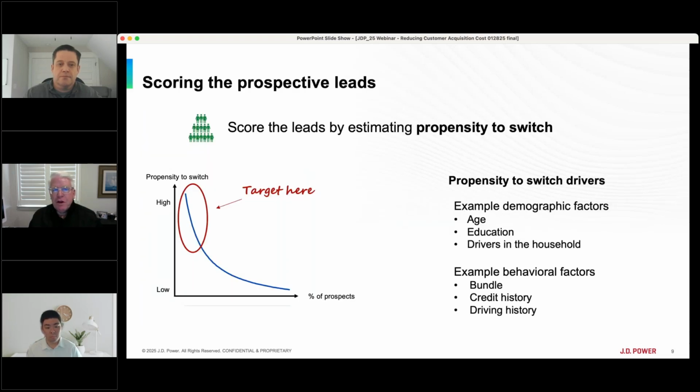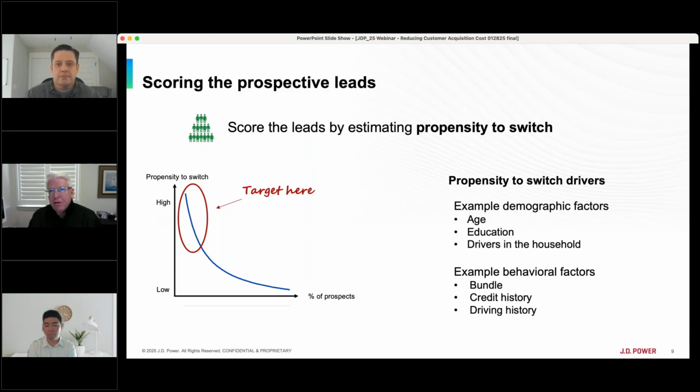So let's start with the first question. How do we score their prospective leads? So we want to introduce another term called propensity to switch. And so the idea is that when you look at the population of your prospects, there's going to be different levels of their propensity to switch, which just means they're more likely to switch than to not switch. And what we're proposing is you kind of identify that part of the population curve that has high propensity to switch and to target those prospects.